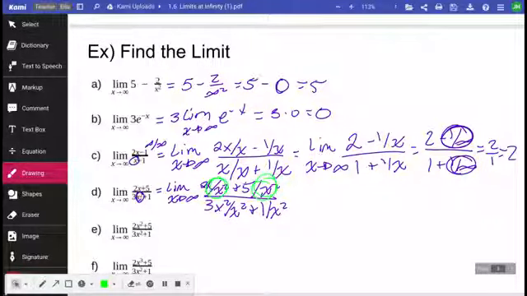Okay. And then the last one. We're doing the same process. Biggest power of x in the denominator is x squared. So I'm going to rewrite this as the limit as x approaches infinity of 2x cubed over x squared plus 5 over x squared, all over 3x squared over x squared plus 1 over x squared.